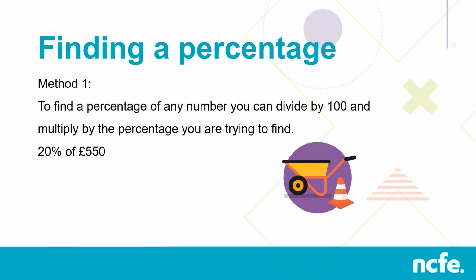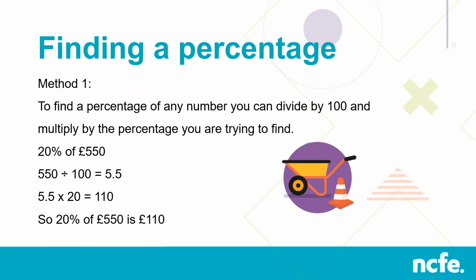So in order to calculate 20% of £550 using the first method, we divide by 100 to start with. 550 divided by 100 equals 5.5. And then we multiply by the percentage we want to find. 5.5 times 20 equals 110. So 20% of £550 is £110.